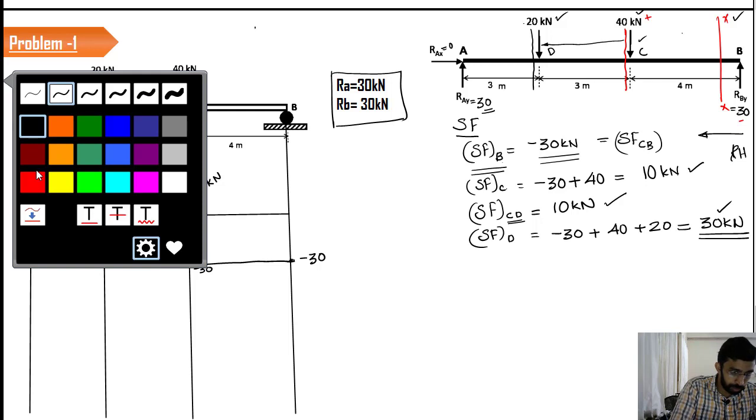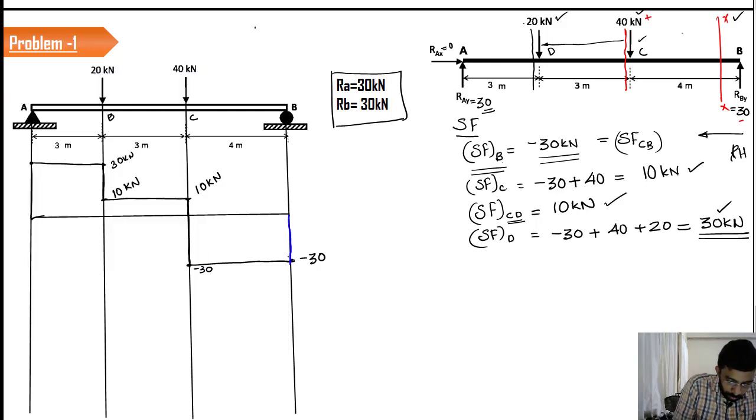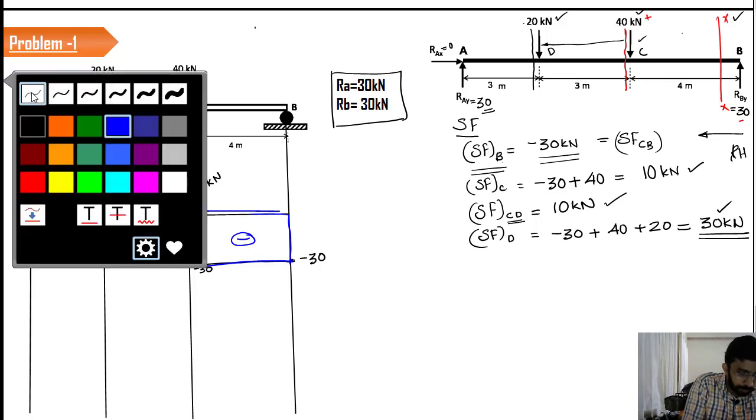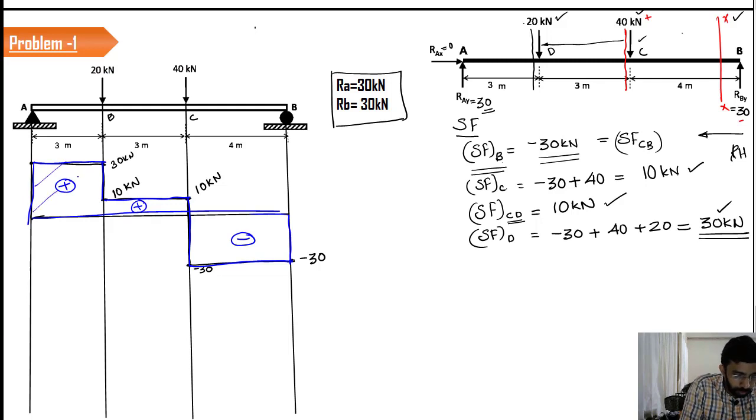So I will use some other color to make it clearer. So this is the shear force that we have. You cannot have a sudden jump here. So this is negative. This is positive. If we shade it for better understanding, this is how the shear force diagram is going to look.